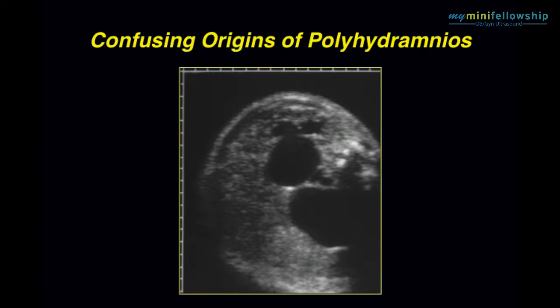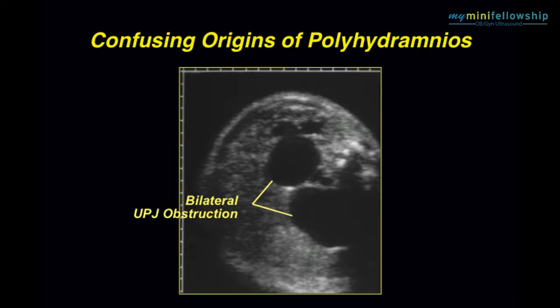Here is a confusing origin of polyhydramnios. You might even think, well, here's a double bubble as well, but this particular double bubble is bilateral UPJ obstruction. So when we think about bilateral obstructions of the fetal urinary tract, we think about oligohydramnios, and yet bilateral UPJ obstruction is far more likely to be associated with polyhydramnios than it is with oligohydramnios.